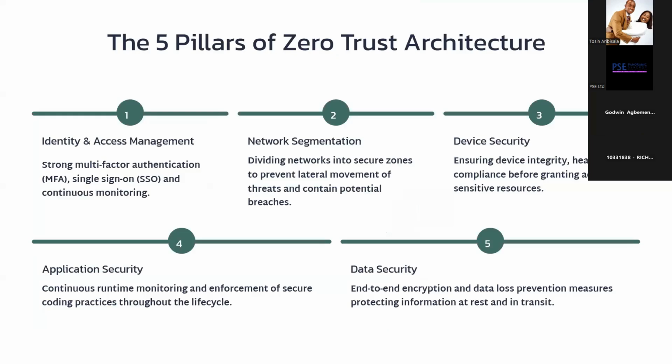So with that being said, there are still some things we need to do. We can't just assume the core principles or the core values, and then not put any structure in place. So we need some pillars that are going to guide us to help us achieve this particular zero trust. This is why we have the 5 pillars of zero trust architecture: identity and access management, network segmentation, device security, application security, and data security as well.